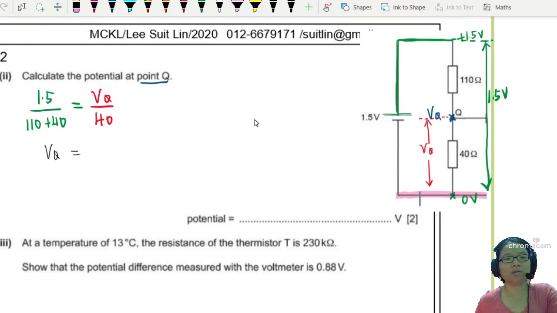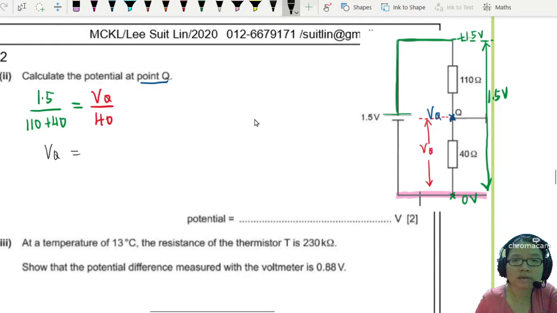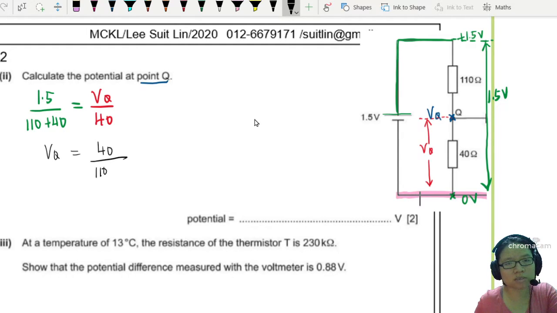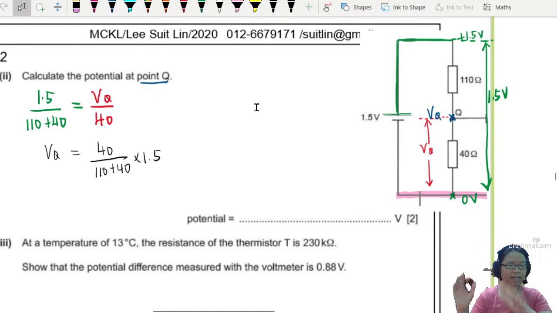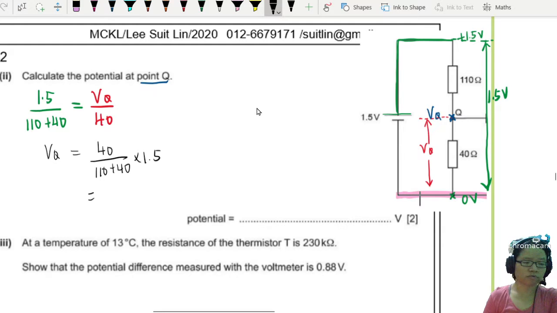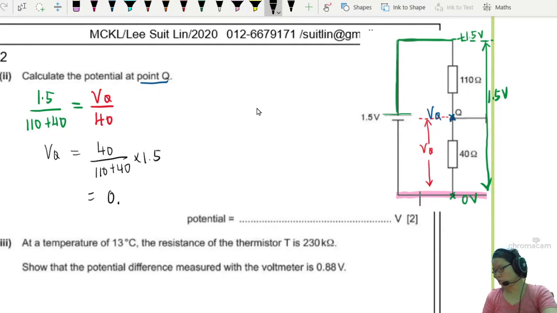Sorry, my version looks like this. Preference is just a matter of preference: 40 over 110 plus 40 times 1.5. Whichever, as long as you're happy and you understand, because this will give you 0. Let's press the calculator together.